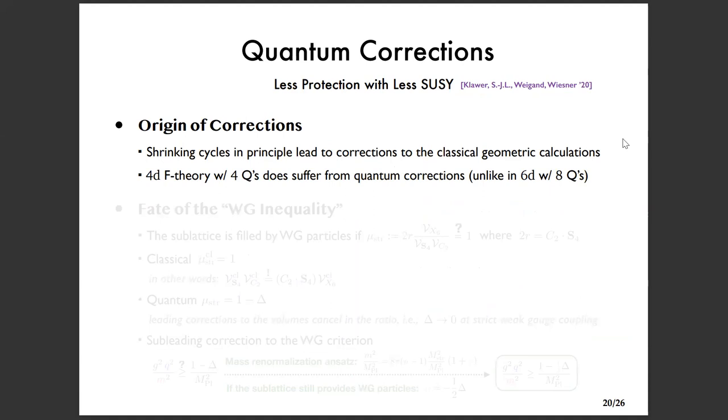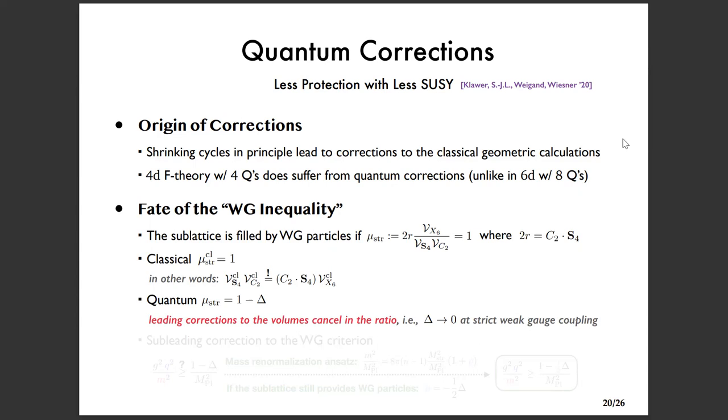However, it's not the end of the story yet. Shrinking cycles in principle lead to corrections to any classical geometric calculations of the physics. And unlike in 6D F theory, the four-dimensional EFTs do suffer from corrections. Without going through all the detailed analysis here, let me just share the result of our computations. Things just work out so nicely that it works even after incorporating the quantum effects. To be more precise, there arise some leading corrections to various classical volumes, which are not negligible because they are only numerically suppressed as opposed to parametrically suppressed. However, in computing this important parameter mu string, this ratio turns out to be still one, even after considering the leading correction. They just cancel out in this combination.